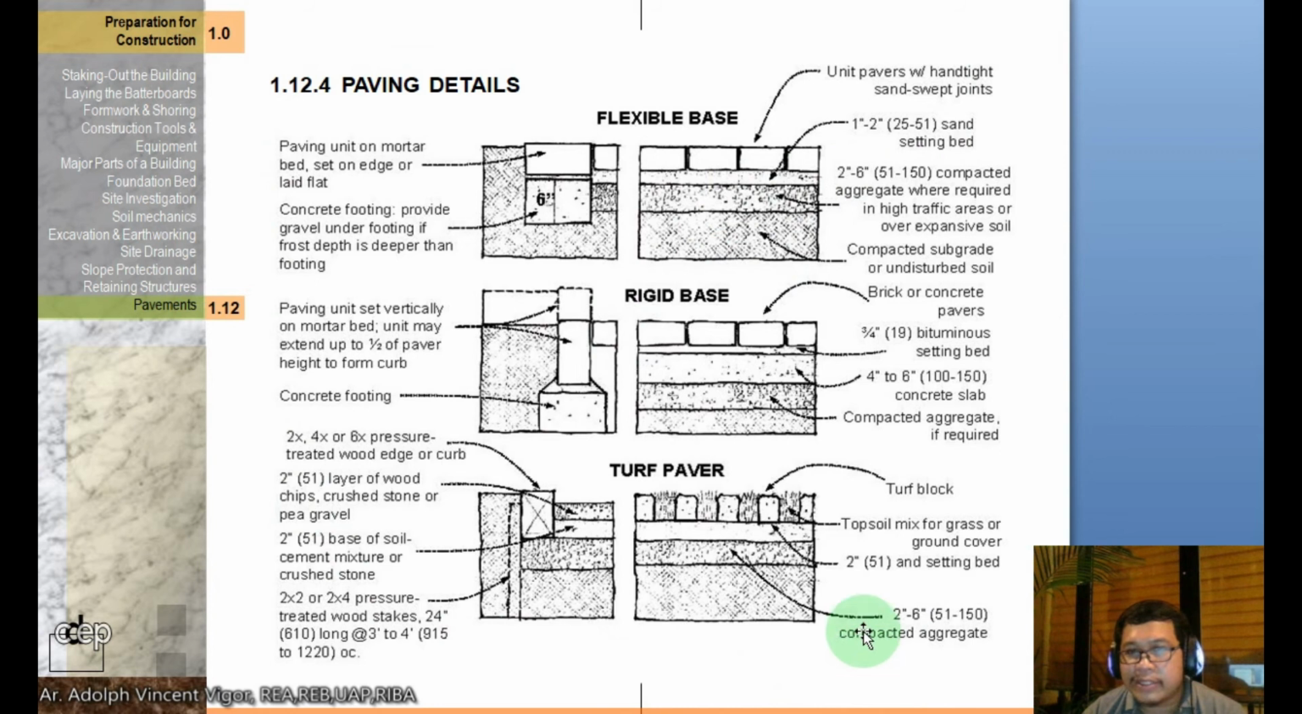So I won't discuss and read the other descriptions, class. Okay, so just take a screenshot and try to familiarize yourselves with the different components of your paving details. The one thing though, class, that you must make sure when you pave is that before you lay the paving blocks, the ground should be properly compacted. Otherwise, the result would be your paving will form something like a wave.